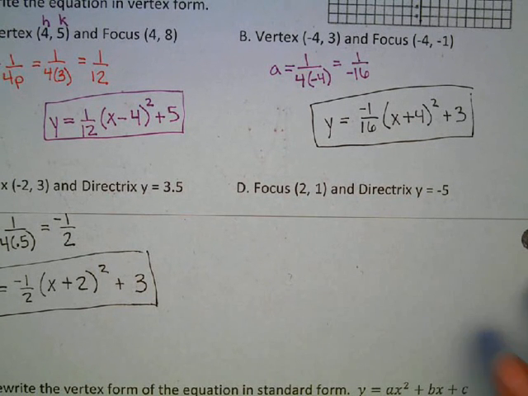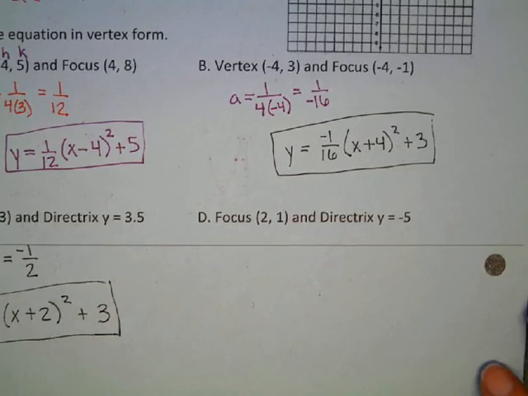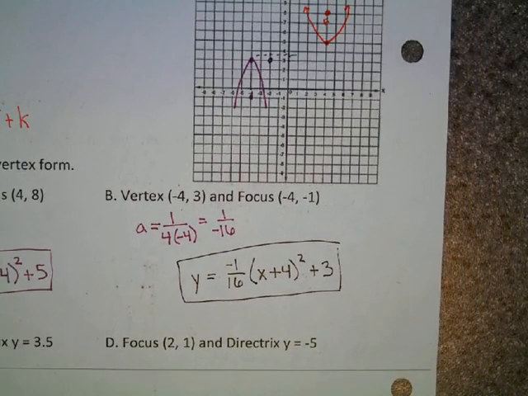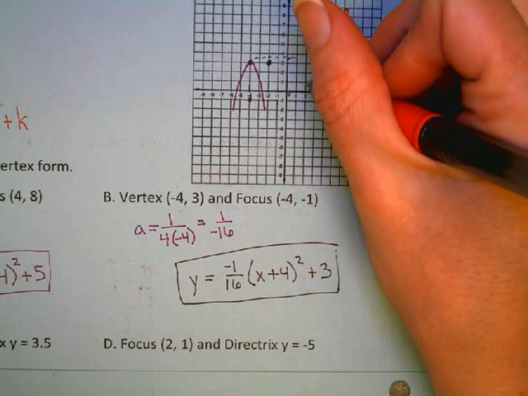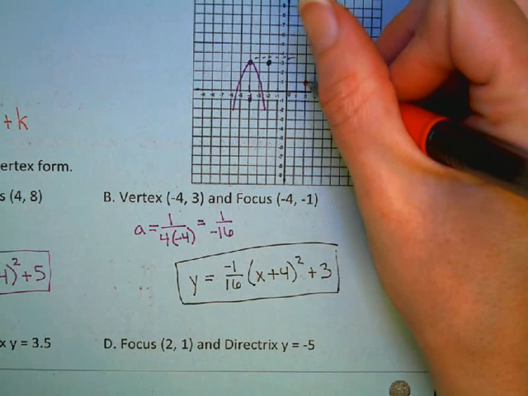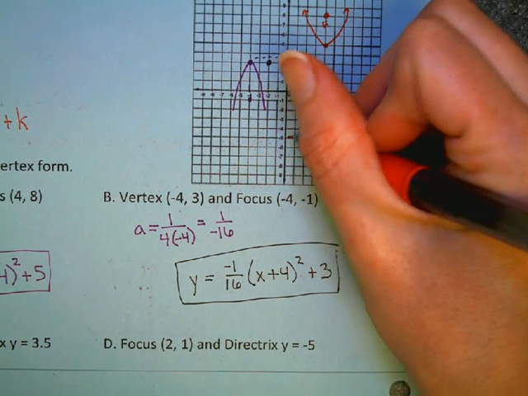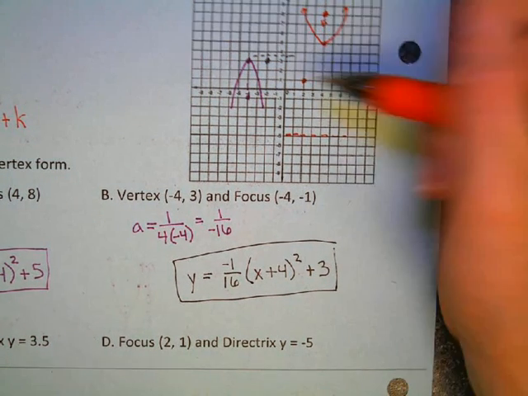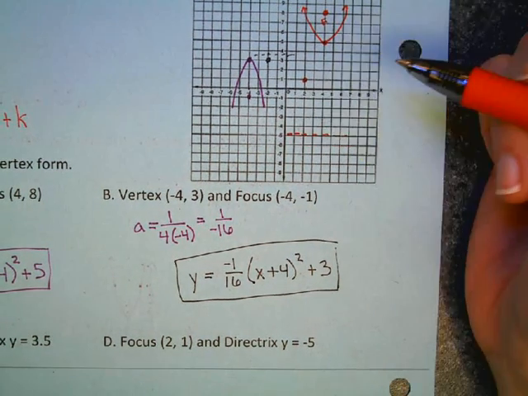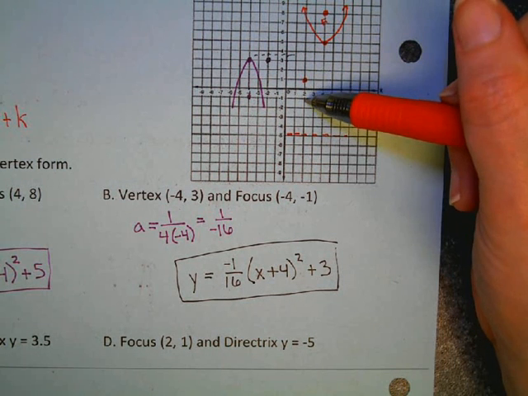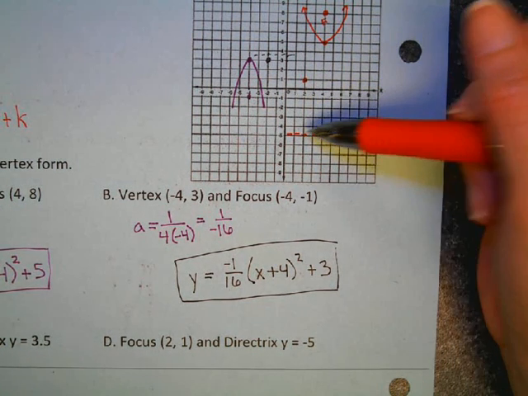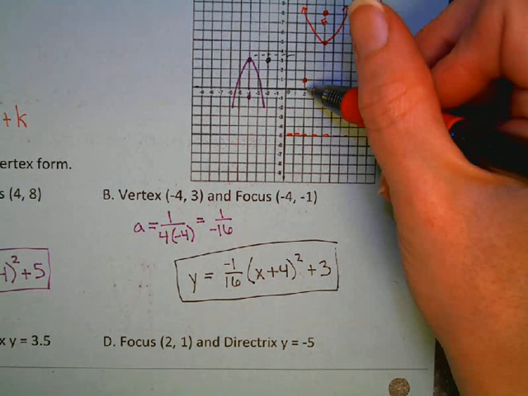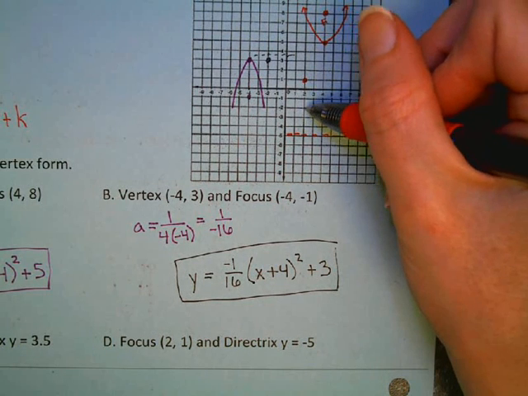So the point 2, 1 is right here, and negative 5 is down here. So our goal is to figure out where would be halfway between this point and this line. So I'm just going to count boxes. 1, 2, 3, 4, 5, 6. So there's 6 boxes there. So if I go halfway, I need to count 3 boxes. 1, 2, 3. This is going to be my vertex, right there. So that is the point 2, negative 2.